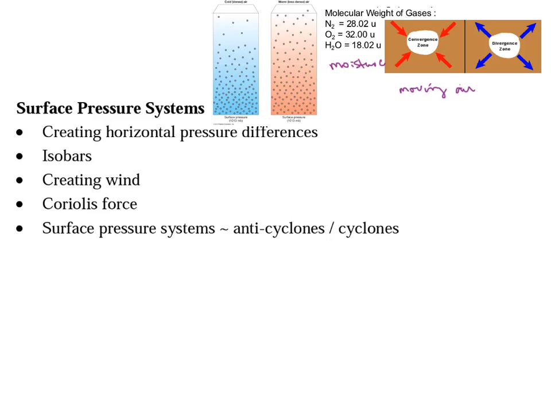Temperature is the first one, moisture is the second one, and whether the air is moving or not is the third way. So we talked about those ways of getting pressure differences.